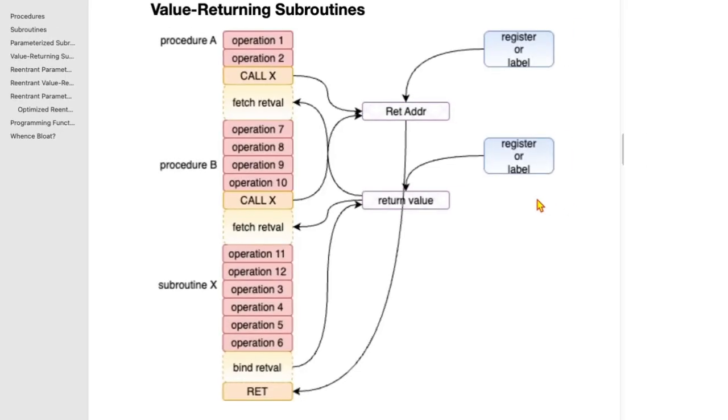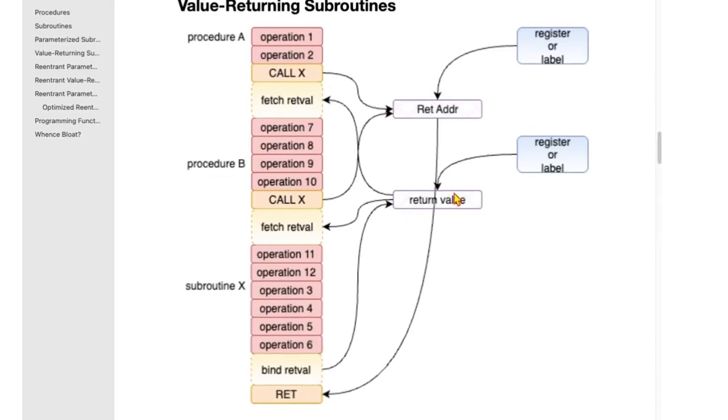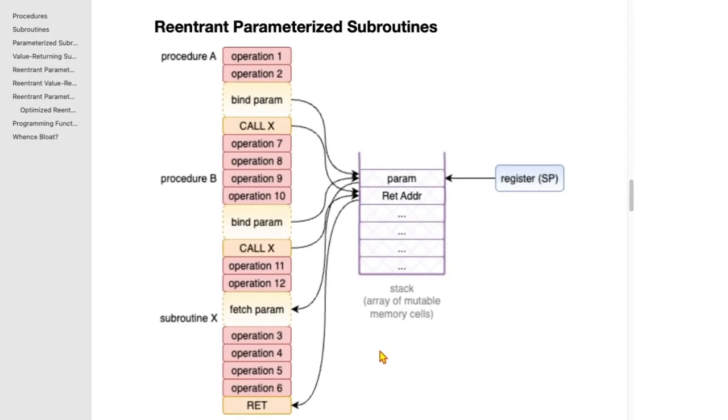The next step is to figure out how to return a value from the subroutine. Here again, we use a memory cell for the return value. We stuff it at the end of the subroutine and fetch it after the call. To allow for recursion, we need to prevent overwriting parameters, so we use a stack of memory cells.